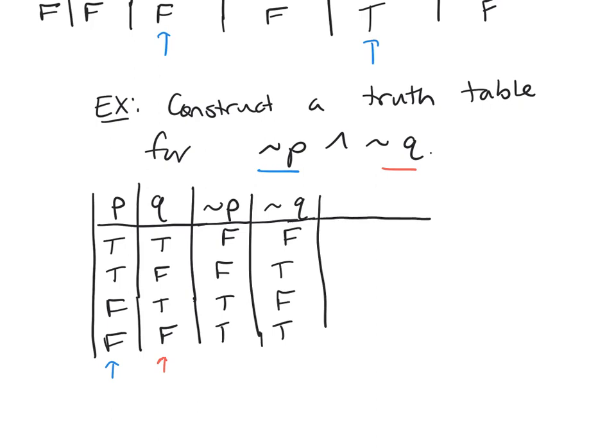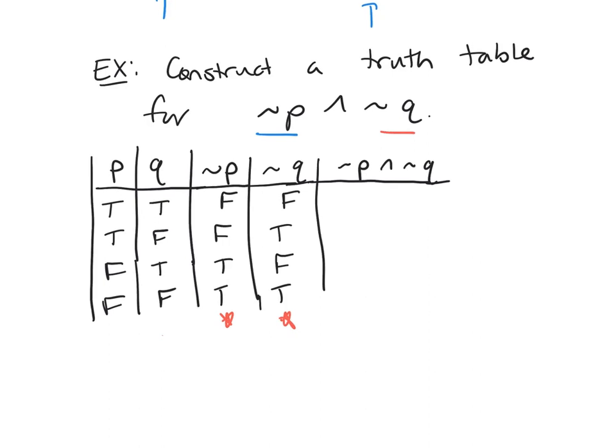Okay, and then if I look here, I need to combine the last two pieces with the connector and. So this time we're going to look at our last two columns here, and we're using an and between them. So the only time you write down a T is if they're both true. So I see I have a false, false, false, and true. The only time they're both true is in the very last row.